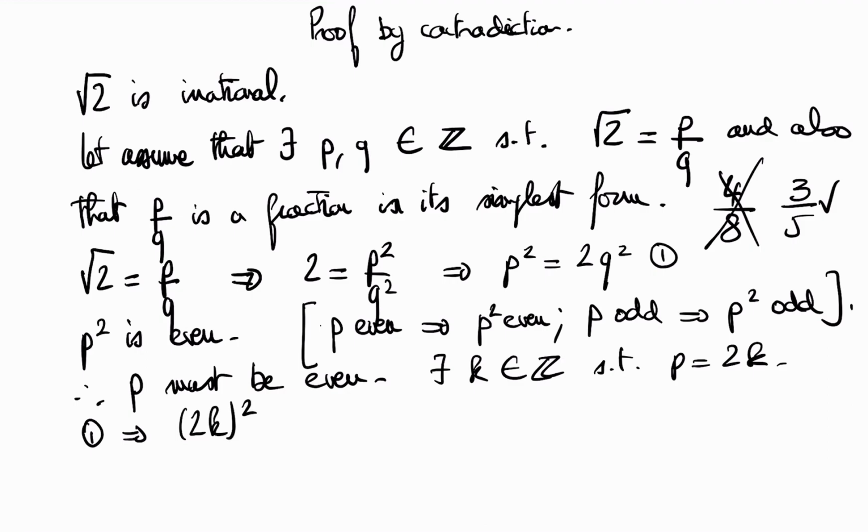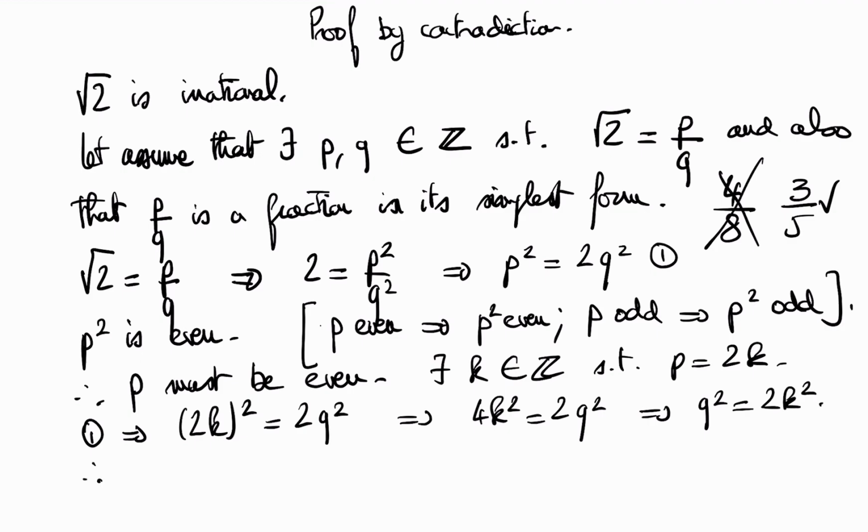2k square is equal to 2q square. So that means that 4k square is equal to 2q square. So that means that q square must be equal to 2k square. So therefore, which is even. So therefore, following the same reasoning as above, q must be even.